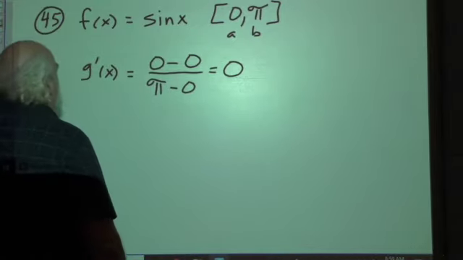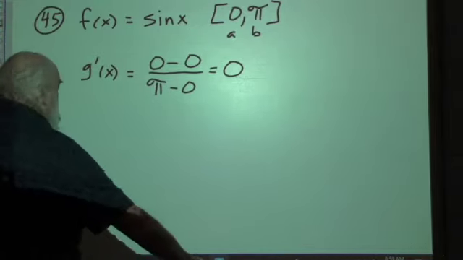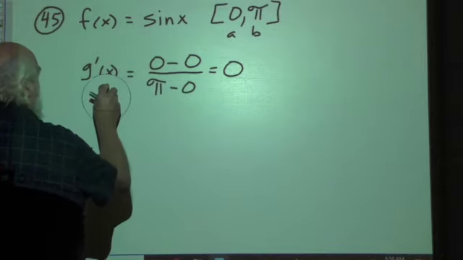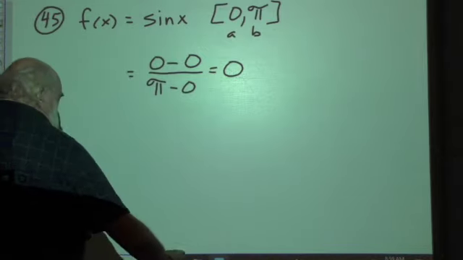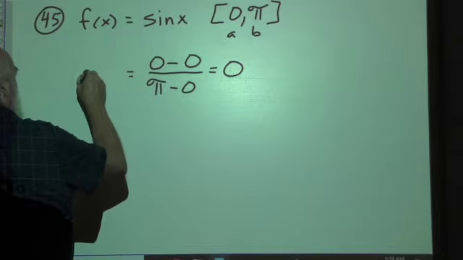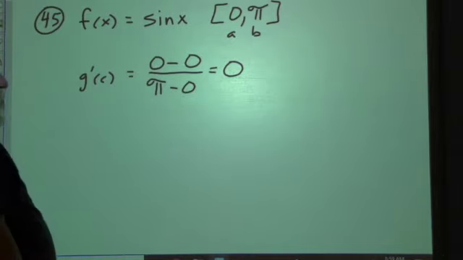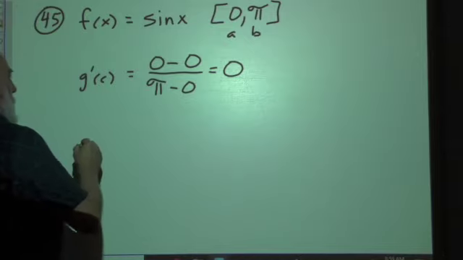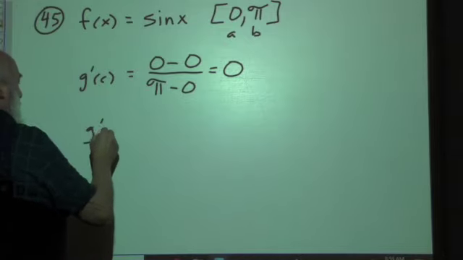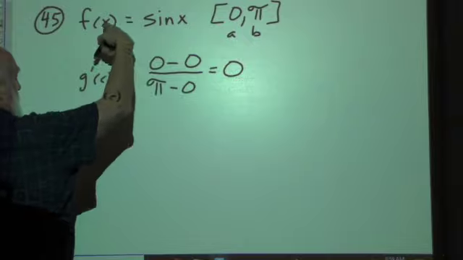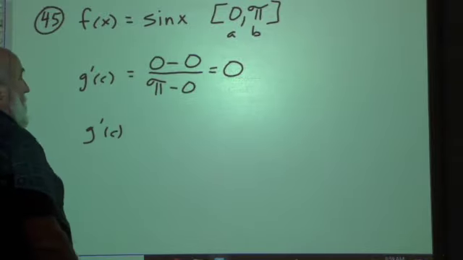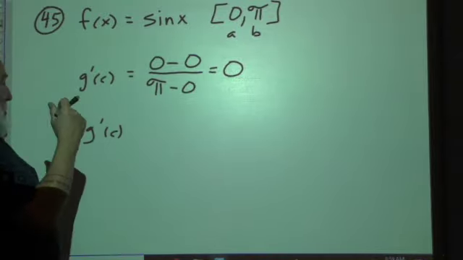Okay, so now, again, let's not use g of x, let's use g of c. My bad, g prime of c. Bad habits. Another way of finding g prime of c is by taking the derivative of that, changing the x to c.